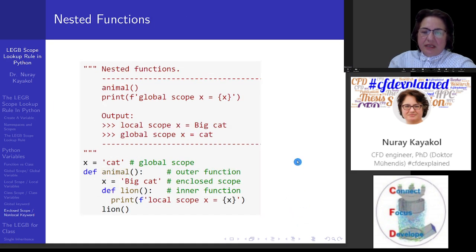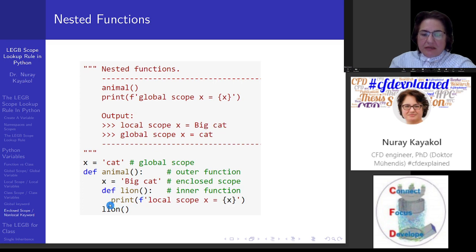Let's continue. Here is a nested function. Line is the inner function, animal is the outer function. Here you see line is called inside of the outer function animal. So if I put a print statement inside of the inner function, it is going to print the value of x, which is in the enclosed scope. The value is big cat.